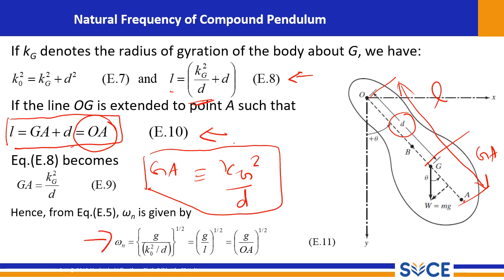Using that, you can get different forms of natural frequency. Already we derived natural frequency in the form of root of g divided by (k_G squared by D plus D). Otherwise, it can also be root of g by L. Now, this L can also be changed to OA. That is the conclusion. From this discussion, we arrive at this: natural frequency can be expressed directly in terms of acceleration due to gravity and distance OA, which is the length of the equivalent simple pendulum.